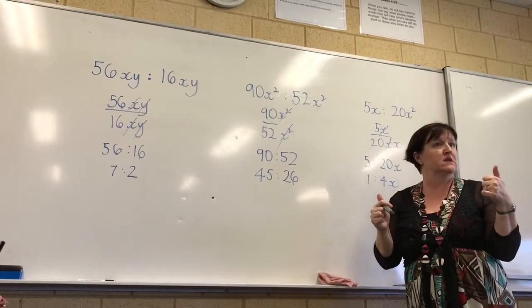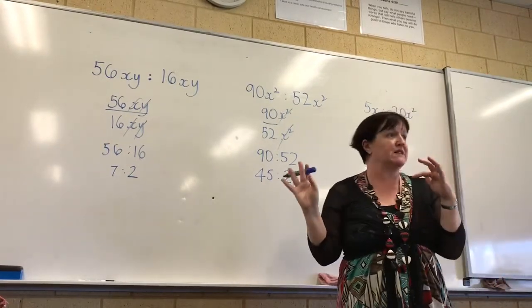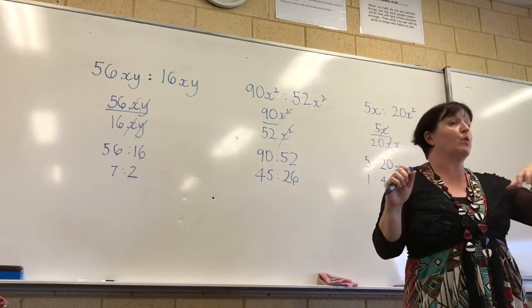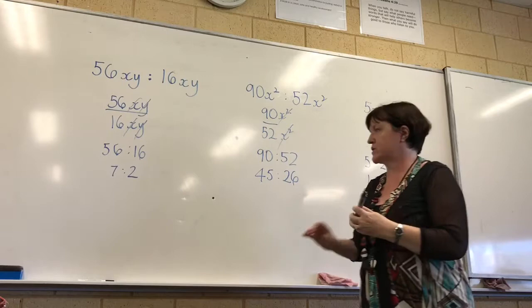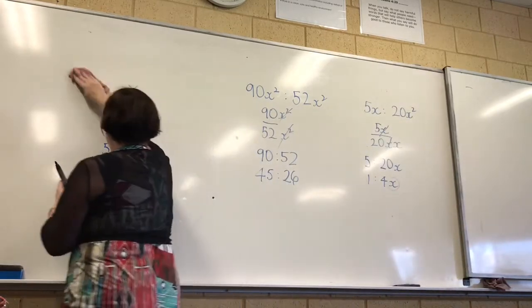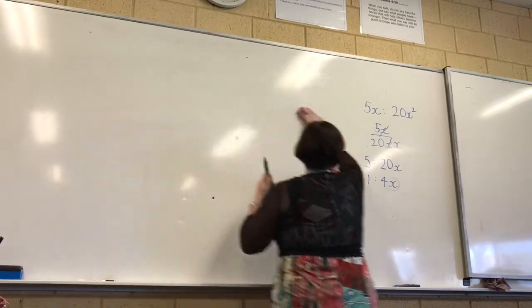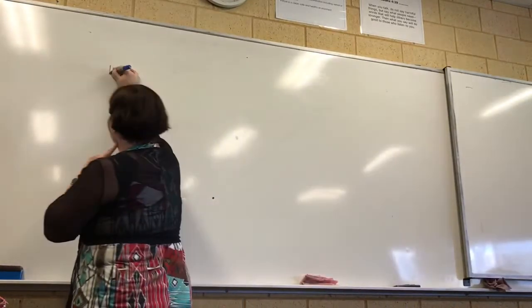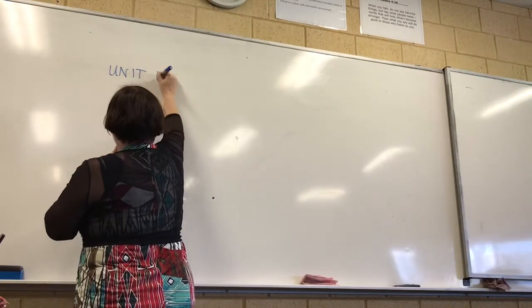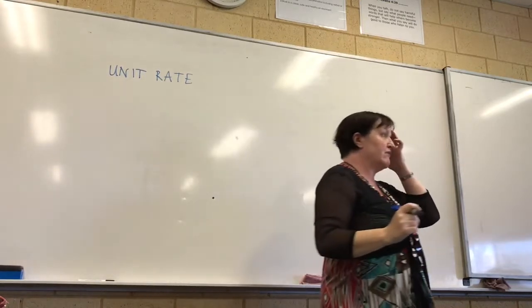Everyone with me? So that's really as hard as it gets for the ratios with algebraic terms. It's not particularly difficult. And if you remember what we did when we actually did a lot of division with algebra, you'll know what to do. Okay, so what we're going to look at now then is the unit rate in ratios. So when we have a unit rate, can anyone explain to me what a unit rate is?